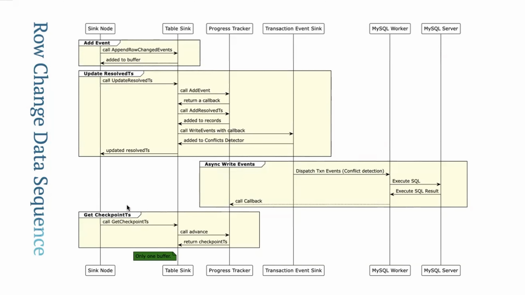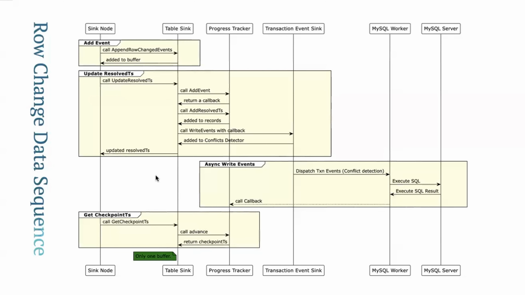So the last part is the get checkpoint TS part. When the sync node calls the get checkpoint TS method of table sync, it just calls the advance method of the progress tracker to calculate the current progress for this table. So it just calculates a specific timestamp to tell the scheduler or other top module we have already replicated this table to this specific timestamp.